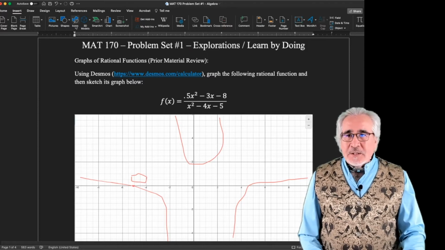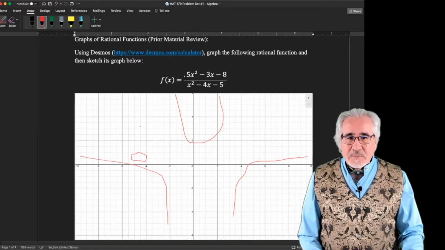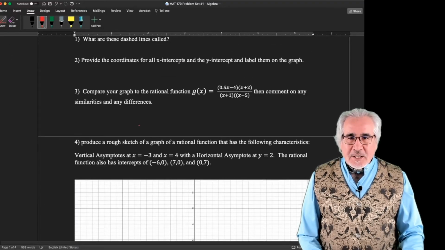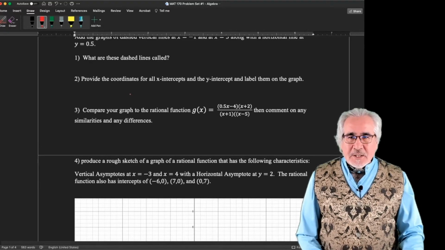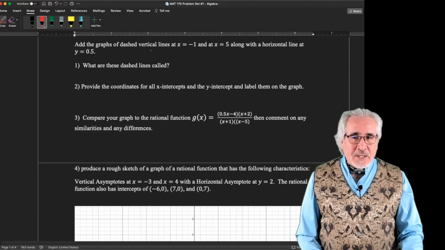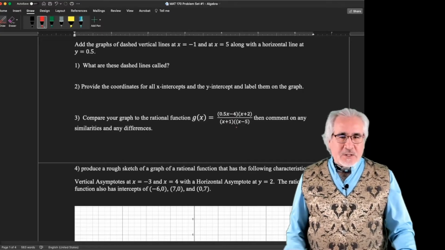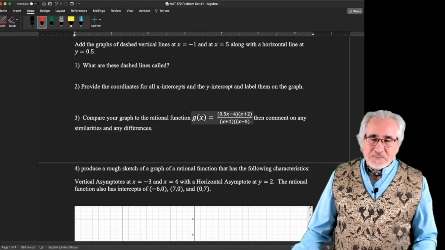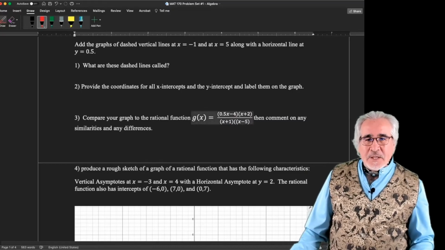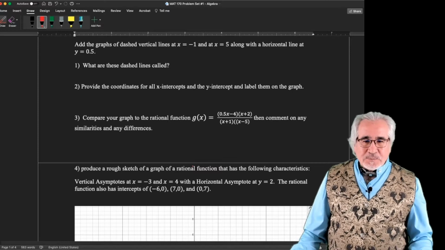The goal, though, once we are done with our drawing, is to put in some vertical lines and horizontal lines. What are they? And then also to graph this function here. What you'll see is hopefully very similar. And maybe in factored form, it gives us some information of what we need to do.